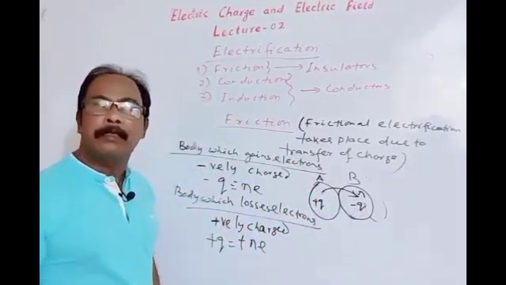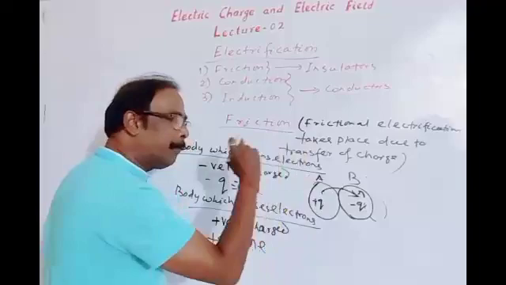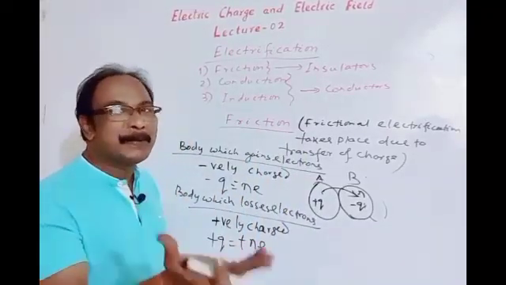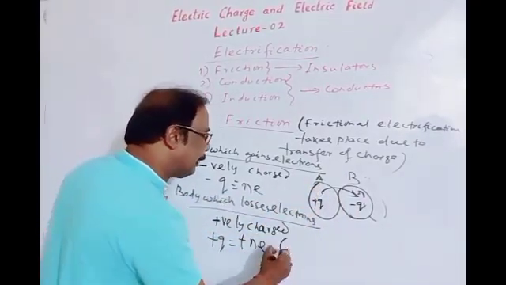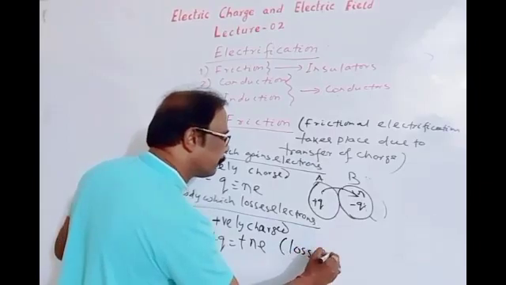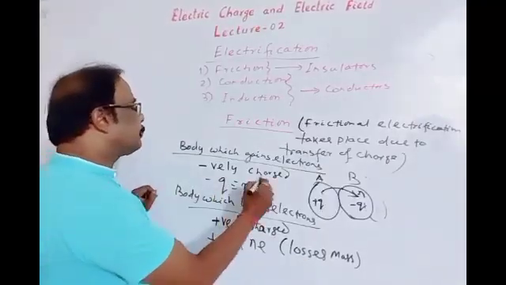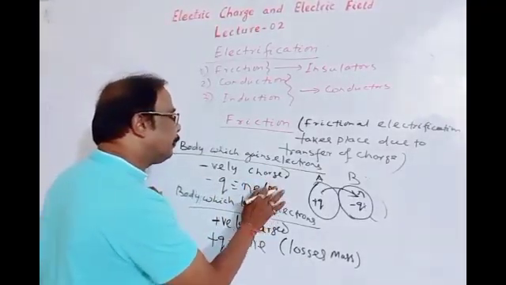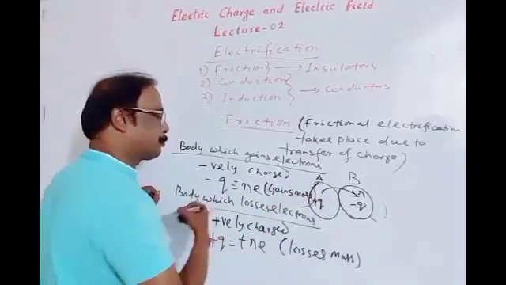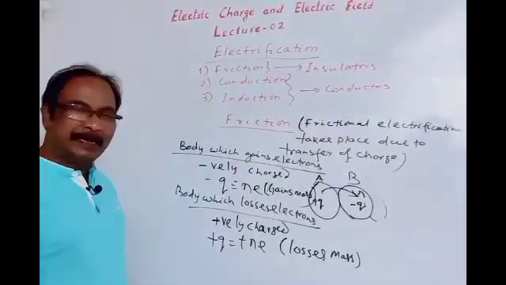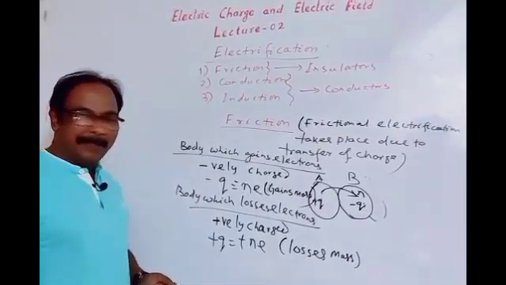As we have discussed, charge is always associated with mass. If electrons are transferred from body A to body B, then mass is also transferred from body A to body B. So body A becomes positively charged and it loses mass. The mass of the positively charged body decreases, and obviously the mass of the negatively charged body increases, meaning the negatively charged body gains mass. Okay, this is about frictional electrification. You may take a screenshot.